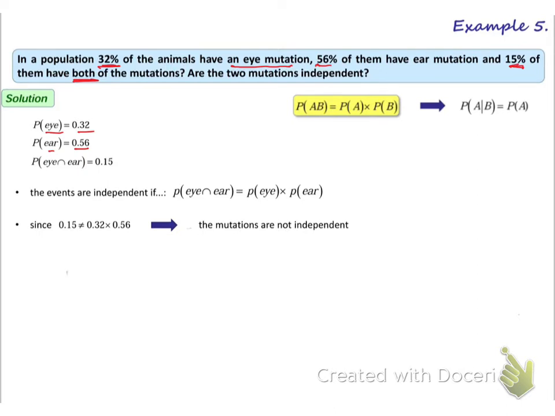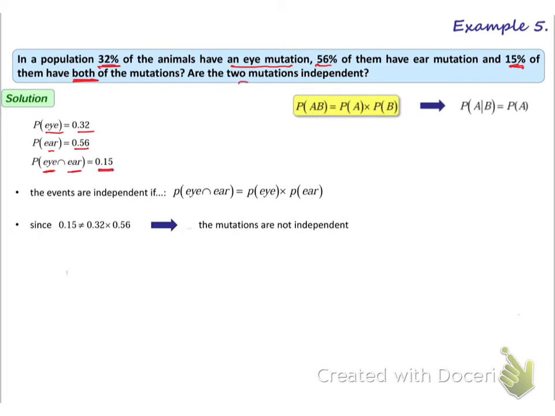Be careful. Both doesn't mean given. If he said given for one of them, then we would find the probability of the other one. But here he said both. Both means intersection. So here, E intersect I or I intersect E. The probability of I intersect E is 0.15.